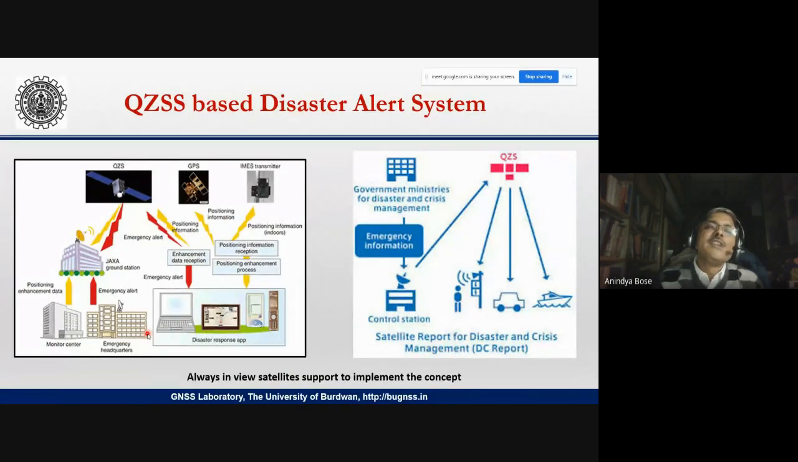Like QZSS based disaster alert system. It is very similar to NavIC, but not exactly like NavIC. You need some extra hardware to be included in your hardware, which is not there.